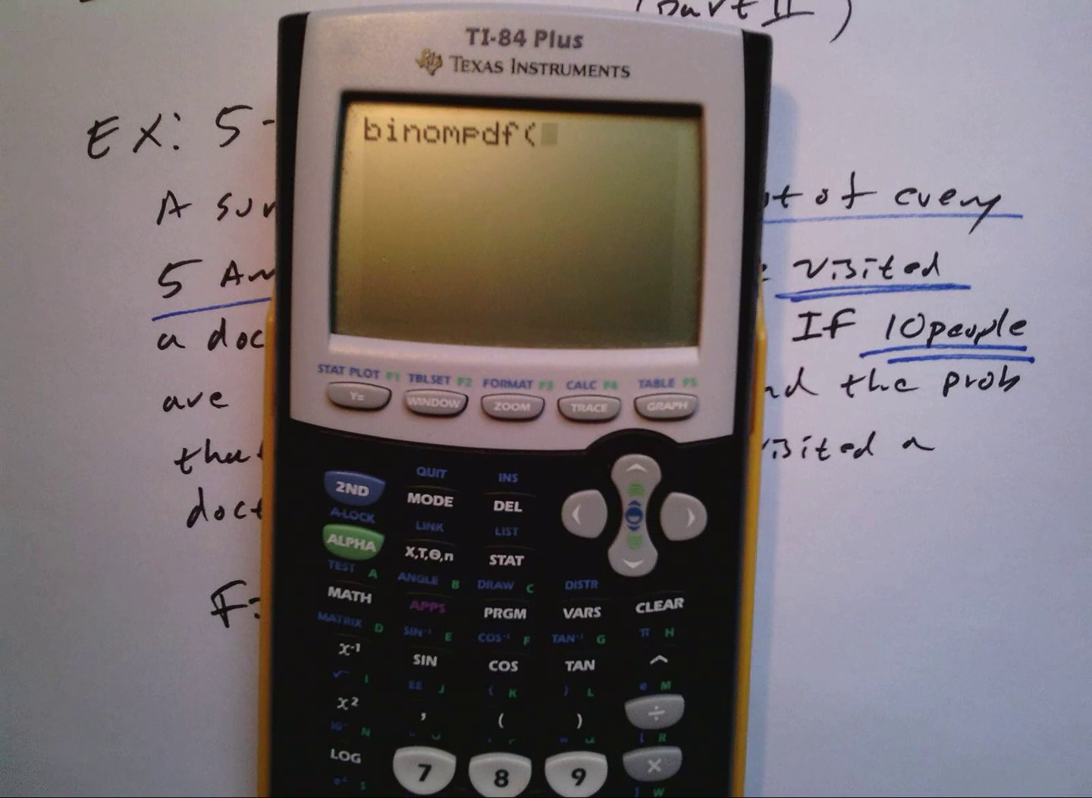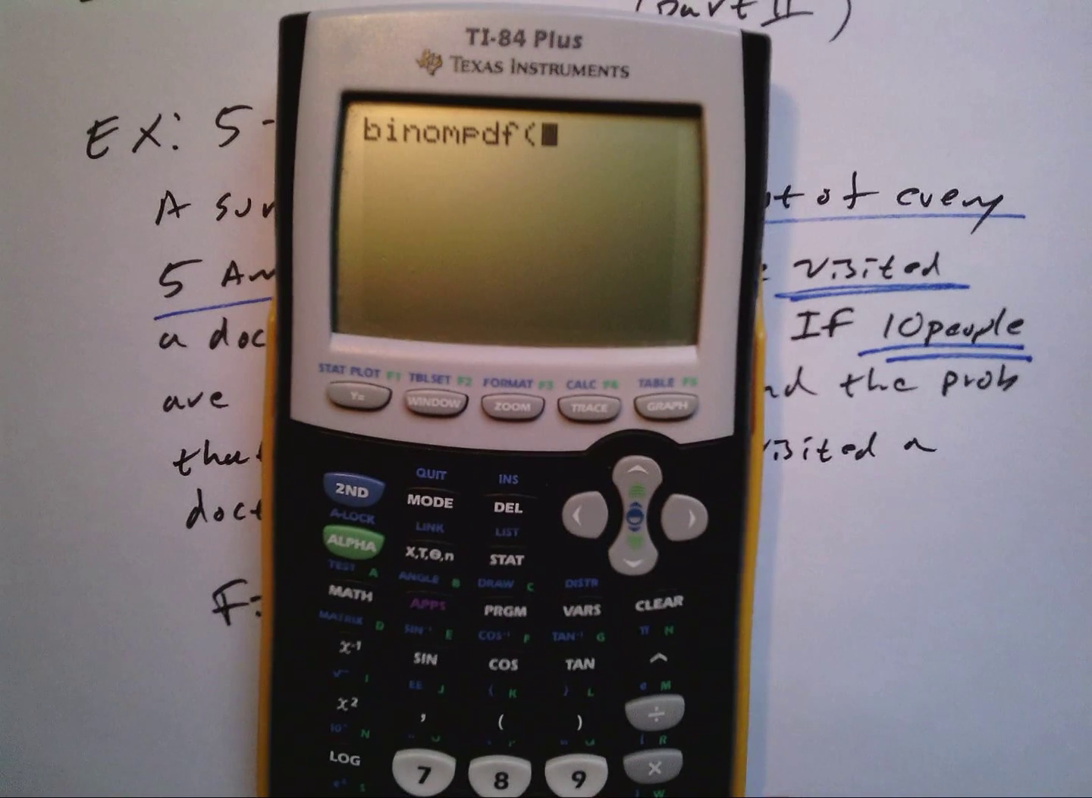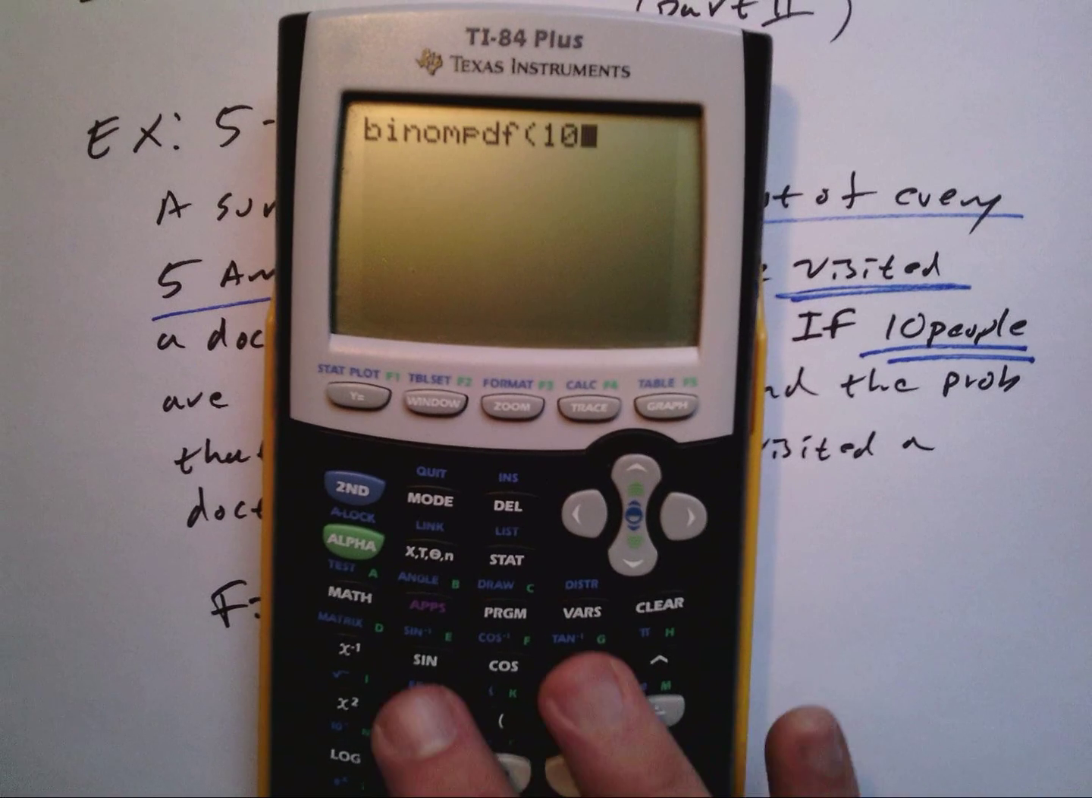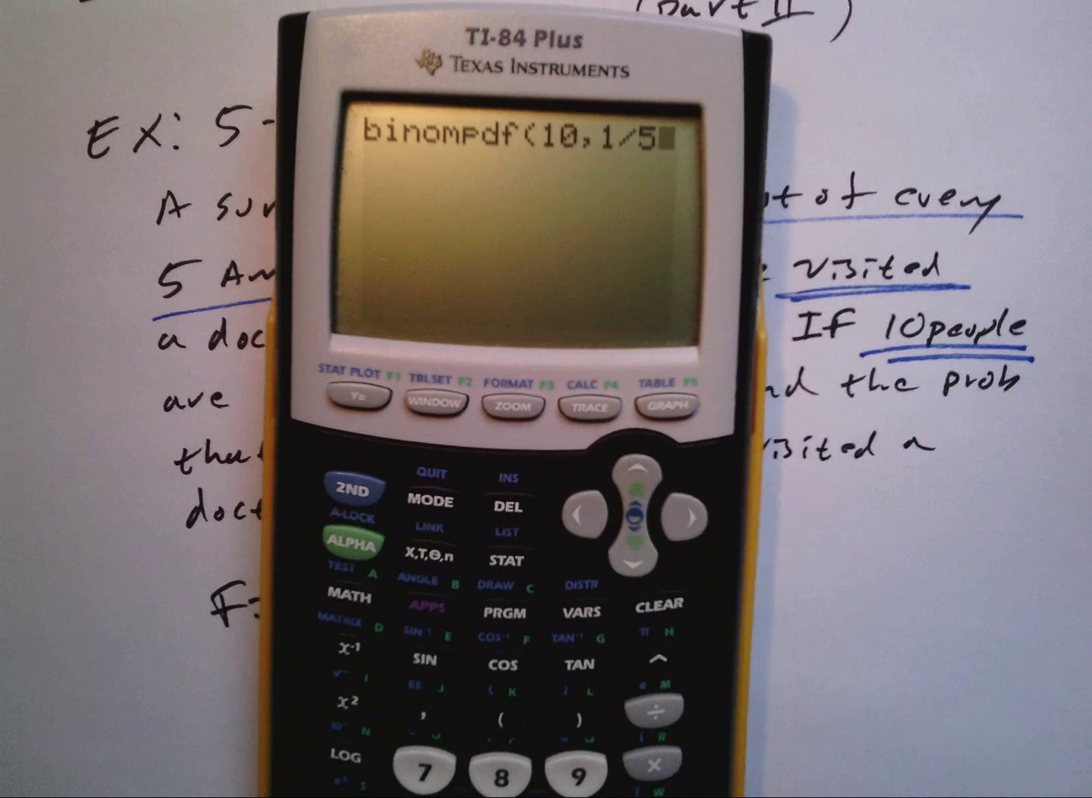Now, it goes in order. n, p, x. Total number of trials, the likelihood of the success, the number of successes we're looking for. So we had 10 trials. It was 1/5 or 20%, equivalent to 0.2, and we're looking for exactly 3 values. Close the parentheses and hit enter.